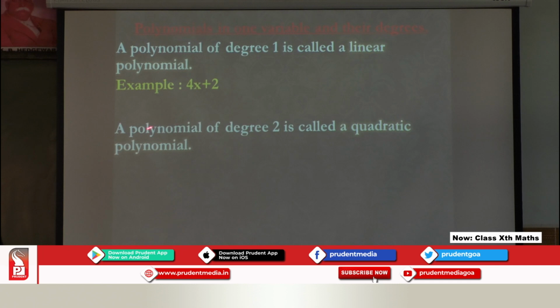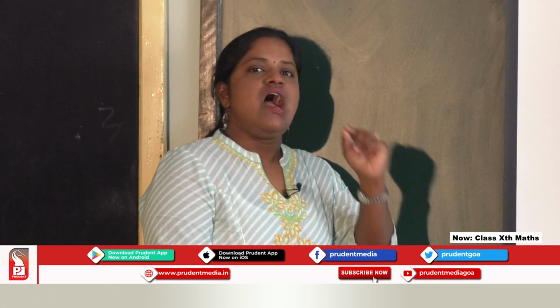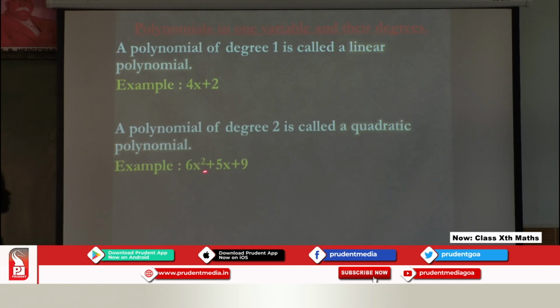We also learned that a polynomial of degree 2 is called a quadratic polynomial. So in this case, the highest power of the variable will be 2. Now if you see in the equation, in two places you can see the variable x. But the power of one is 1 and the power of the other is 2. So we always consider the highest power. That's why this example is a quadratic polynomial.